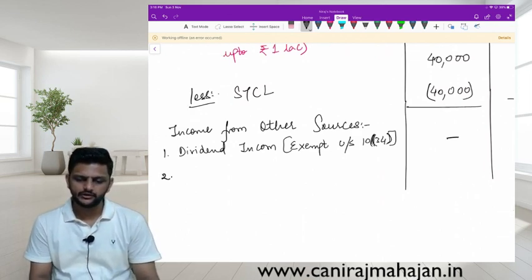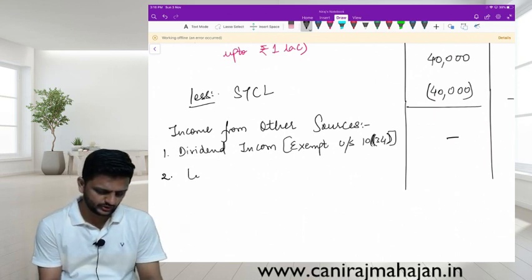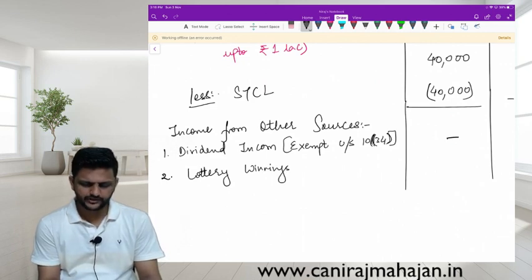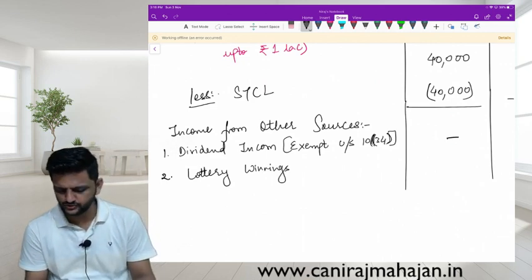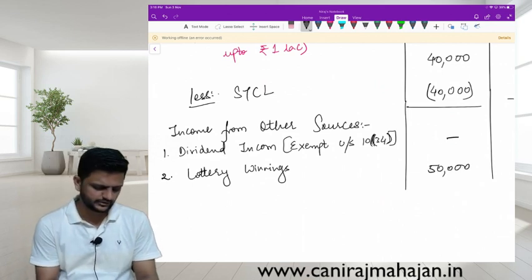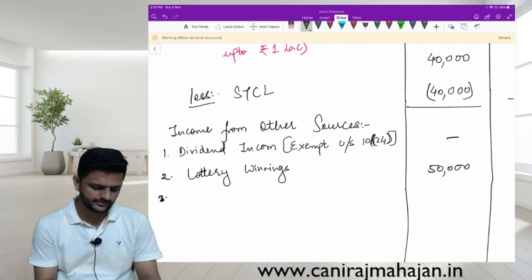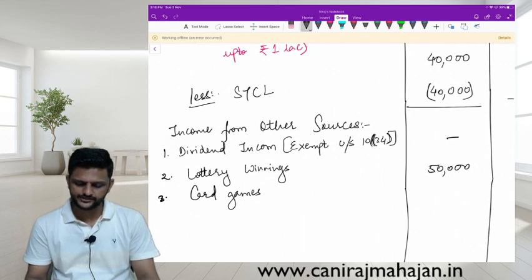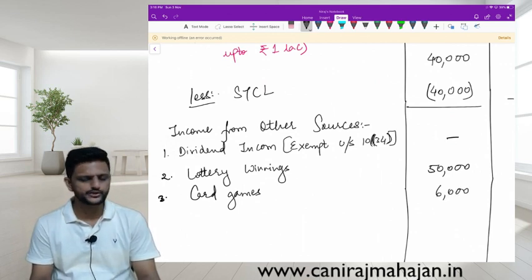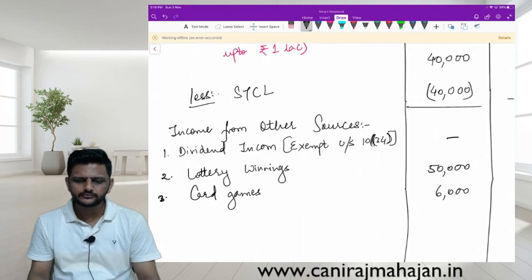Then we have lottery winnings. They have given us the gross, so we will obviously take gross. Always gross, 50,000. Third, card games winning, 6,000. This you had missed, I think. No, that 50,000 we took net. You gross it up. You will reduce 30%, so 50,000 difference.